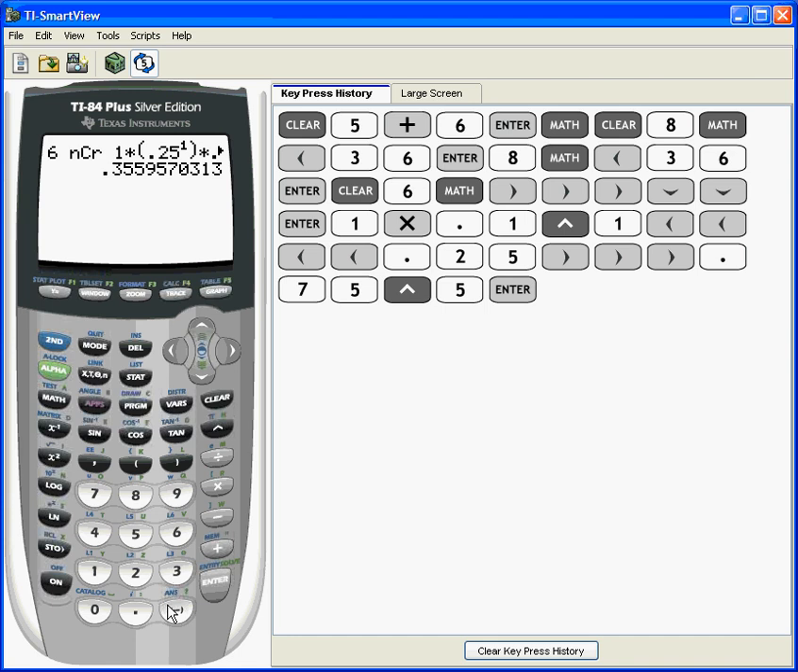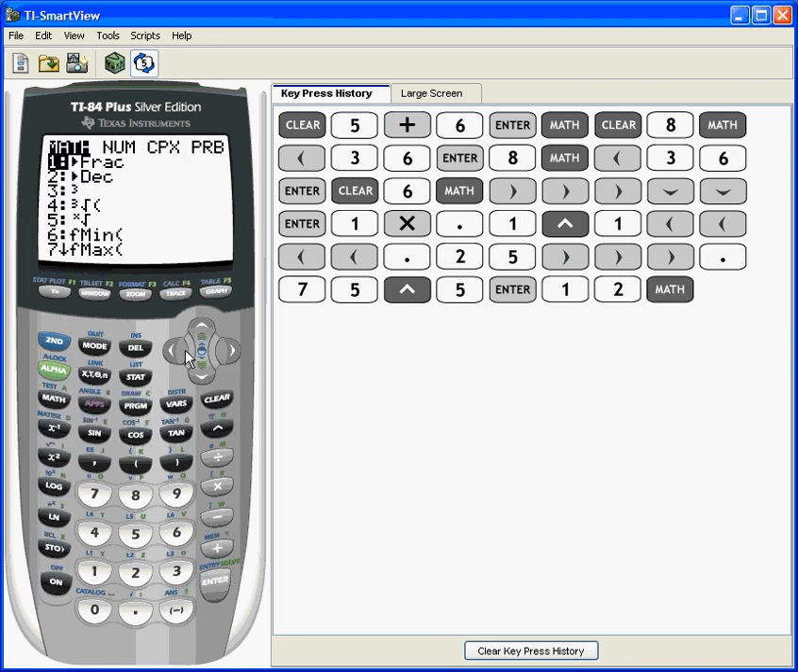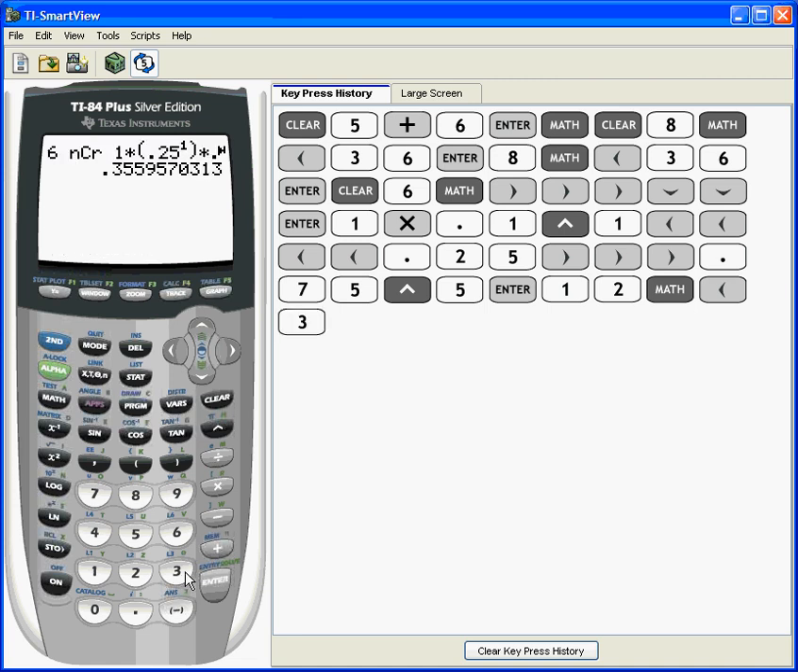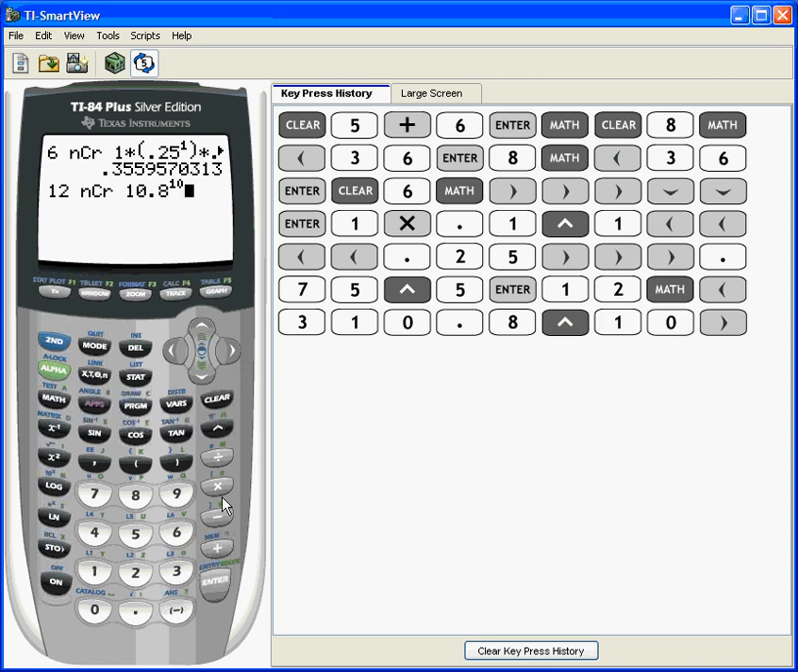So if we tried it with part B, we had 12 trials. I go into math, PRB, number 3, for that nCr. We're interested in 10 successes. The probability of a success is 0.8 raised to the 10th. And the probability of a failure is 0.2 raised to the second.